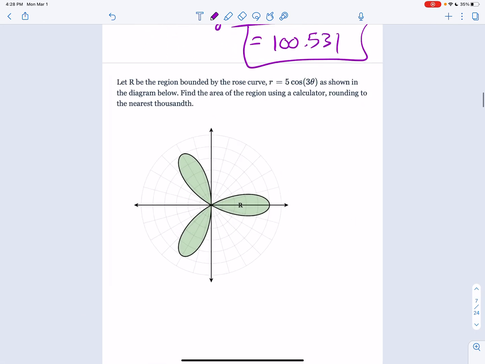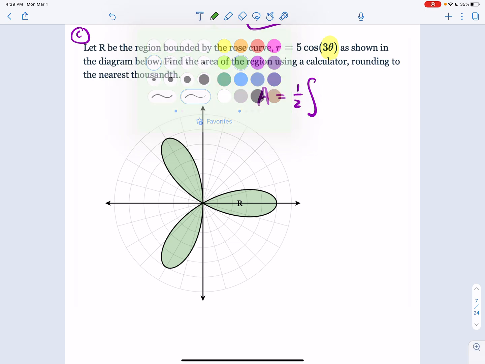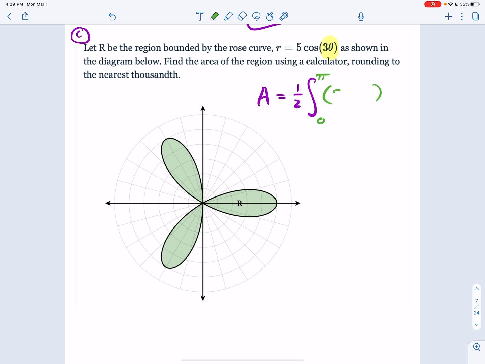All right, let's try this one here. Let's call this C. Press play when you're ready. Okay, here, this will be A equals 1/2 integral. Now, since the coefficient of theta is 3, odd, I will be going from 0 to just pi. Okay? Function squared d theta. And that's it.